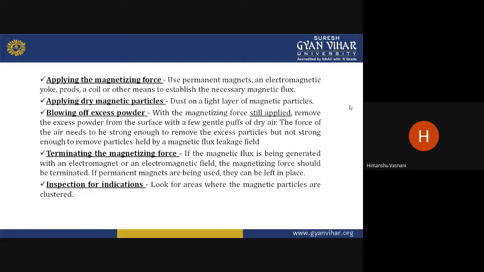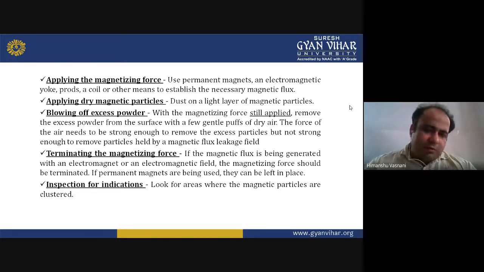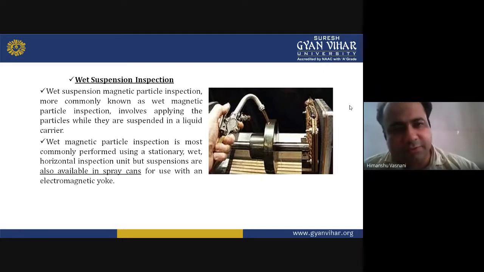Then inspection for indications. The basic reason for what we are doing this is inspection. Now we are inspecting for indications. So look for the areas where the magnetic particles are clustered. The inspector looks for the areas where the magnetic particles are clustered to assess the cracks or defects on the workpiece.